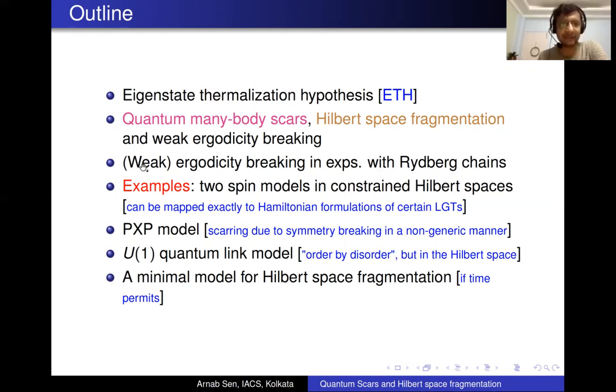However, here we'll see that there are certain kinds of very interesting many body systems, and now there are some very interesting experimental examples known as well, where even though most of the initial states thermalize, there are very few initial states, some class of initial states, which completely fail to thermalize, even though this is a highly interacting system. And that's what's called weak ergodicity breaking.